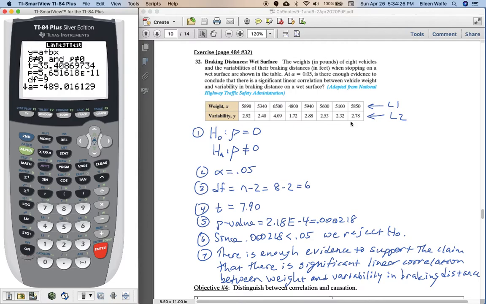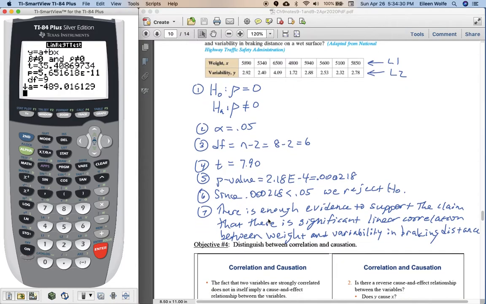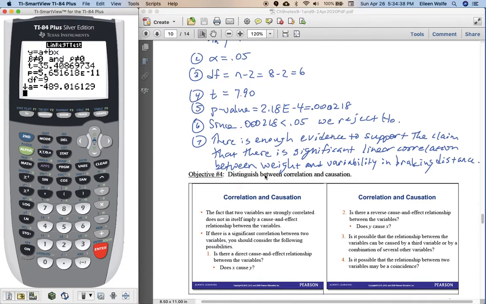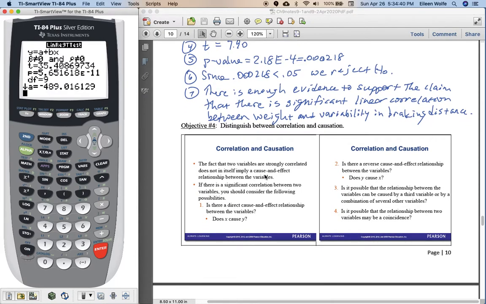Put this data in list 1 and list 2. You'd read this t and this p-value off your calculator screen. And of course, we got another low p-value, so we're going to reject H0 with a conclusion that there's enough evidence to support the claim of significant linear correlation.